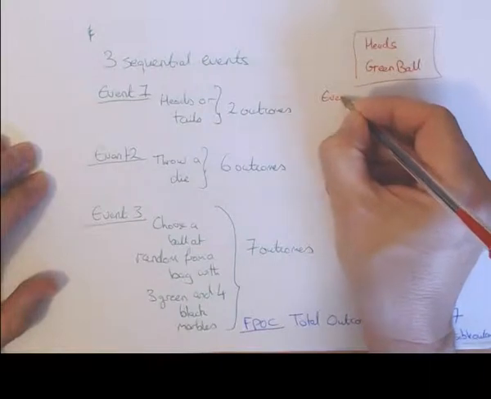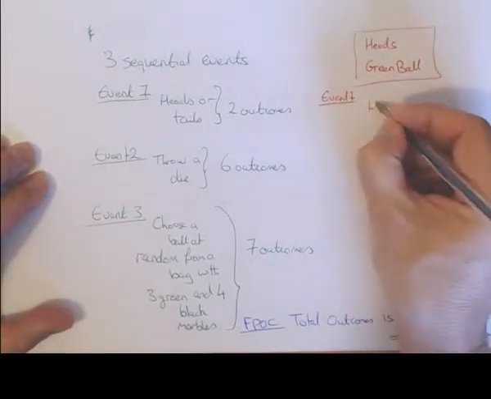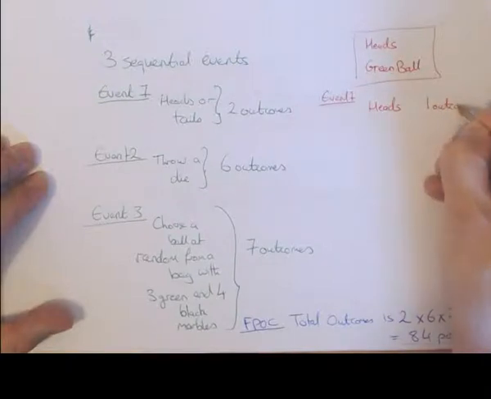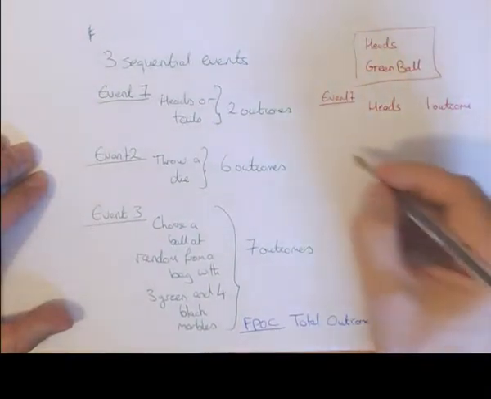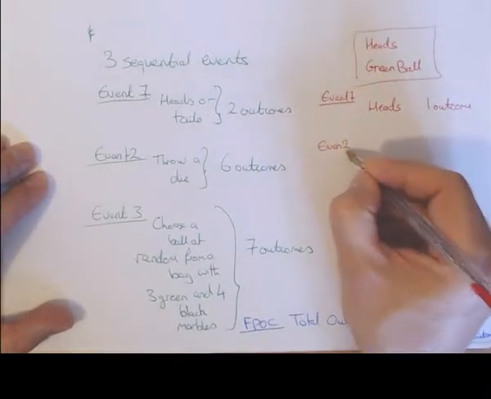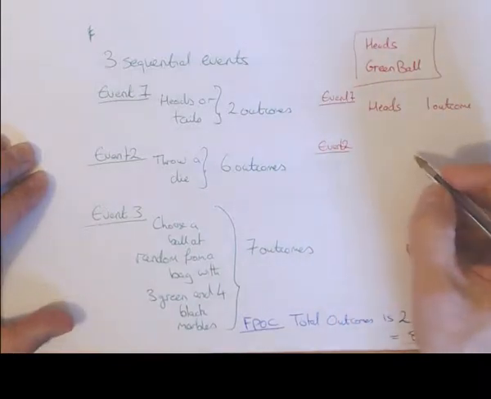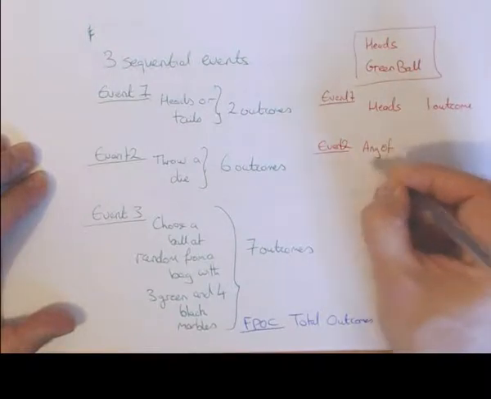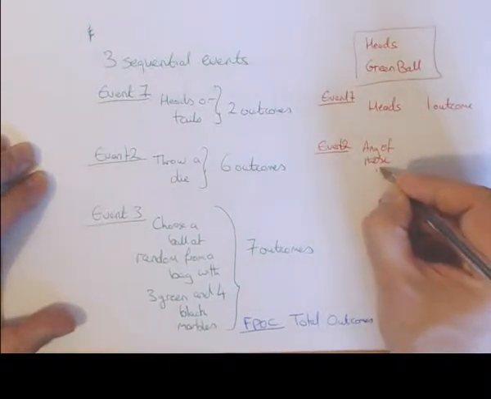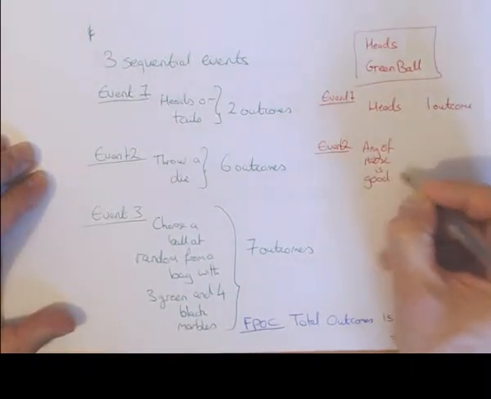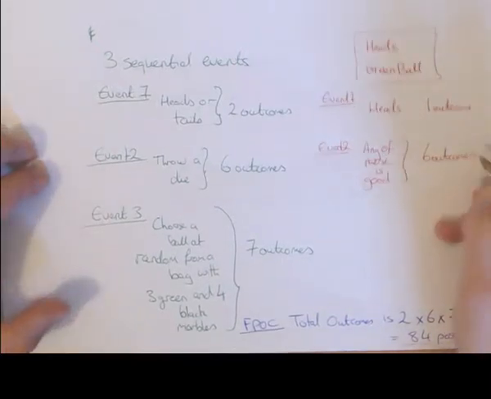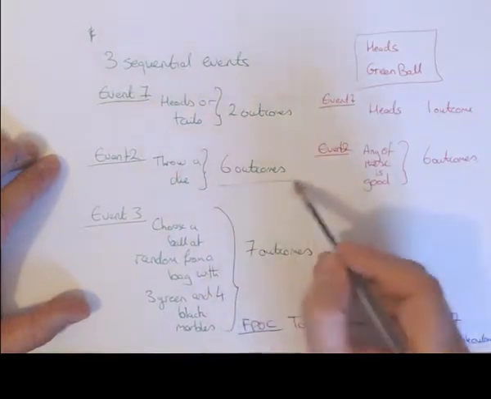Event 1. We want to get a heads. That is one outcome. We have to have heads. Event 2. Any of these is good. So that's 6 outcomes that are favourable to us. Any of these outcomes we consider to be favourable.